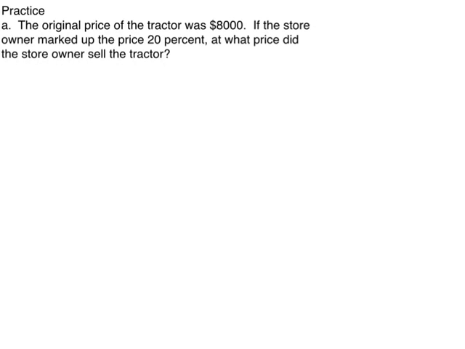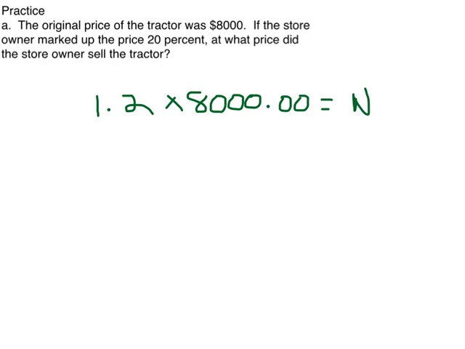Okay, so it was 120% or 1.2 times the original price of $8,000 equals what number? So 8,000 times 1.2 is $9,600. So that's the price that he's actually going to sell the tractor for. And so in this instance, he's going to end up making $1,600 on that tractor. Not a bad deal, right?